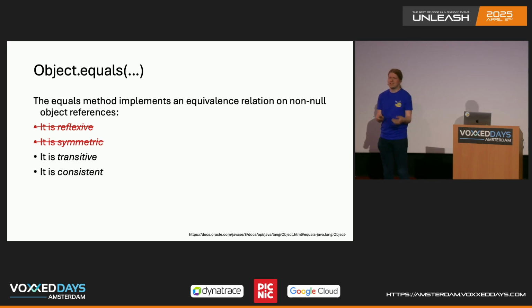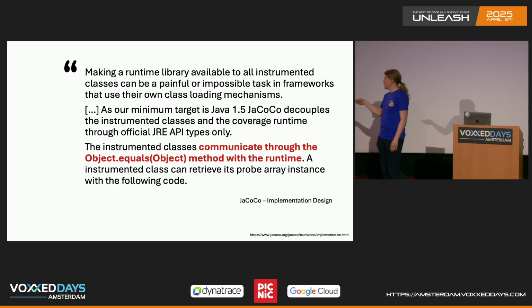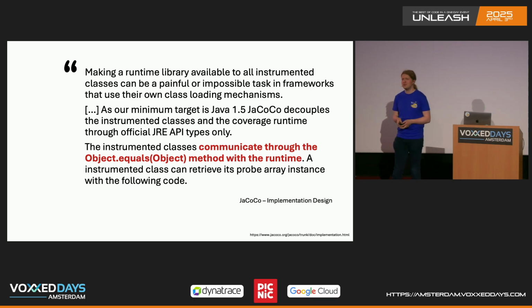But this isn't the case here with this equals, because we're getting data with this equals, and that's the main way of communication between the generated code and the runtime library in JaCoCo. To quote the documentation, they tell us quite bluntly in the design document that they wanted to support Java 1.5, and so they couldn't use any fancy methods. So they had to resort to equals. As they tell you here, the instrumented classes communicate through the Object equals method with the runtime. An instrumented class can retrieve its probe array instance with this code.